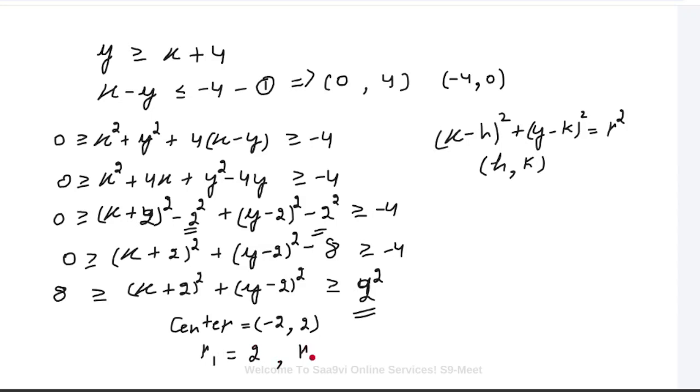And for the second circle, which we have, it says 8, which can be written as 2 root 2 square. That means the radius of the second circle is 2 root 2, and they are concentric circles. So let's make the diagram to understand it better now. Let's make an XY plane first of all.